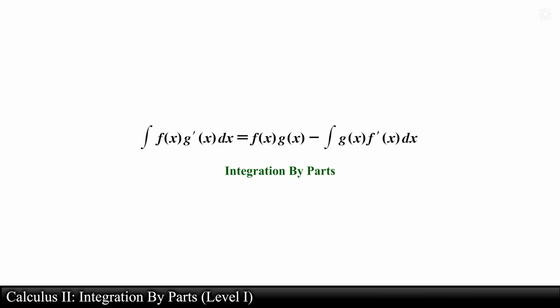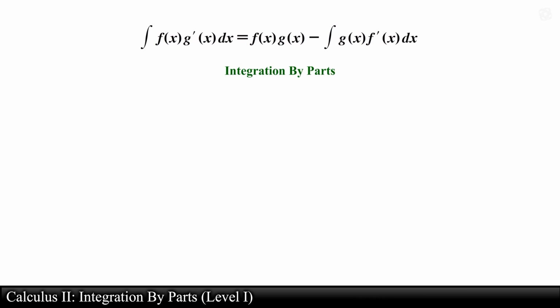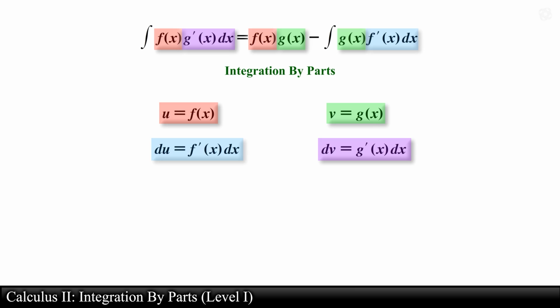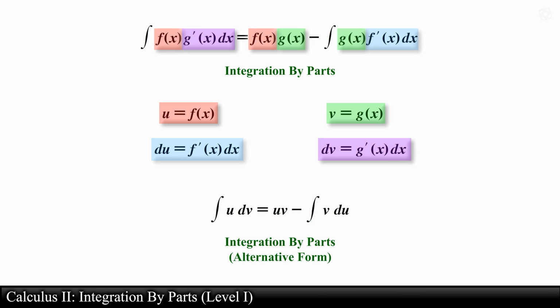An alternative way of writing this formula is by carrying out the following substitutions. If we let u equal f of x and v equal g of x, then the differentials of the functions are du equals f prime of x dx and dv equals g prime of x dx, respectively. Substituting these expressions, we have an alternative form of the integration by parts formula. Specifically, the integral of u dv is equal to uv minus the integral of v du.